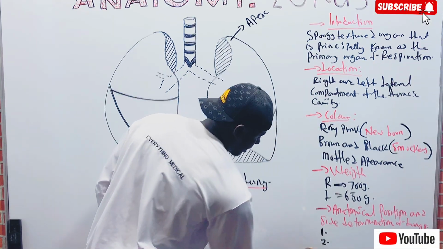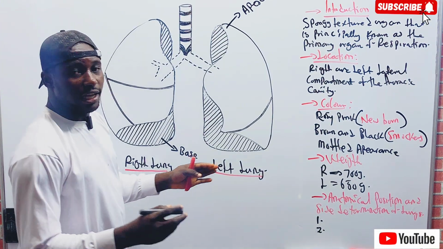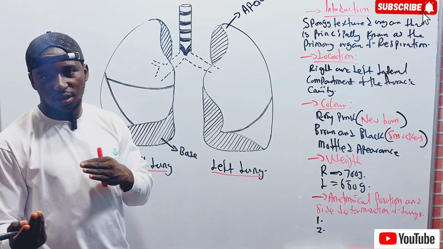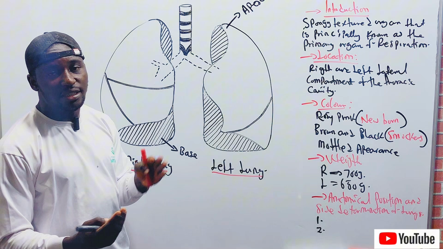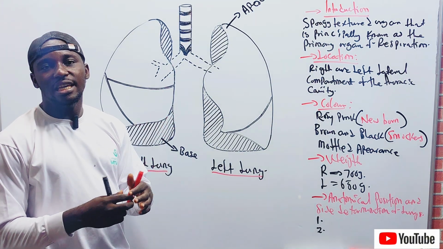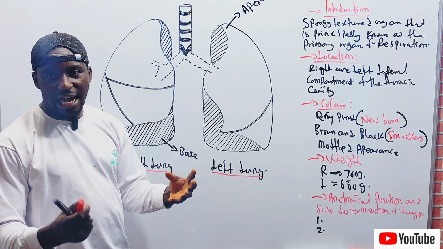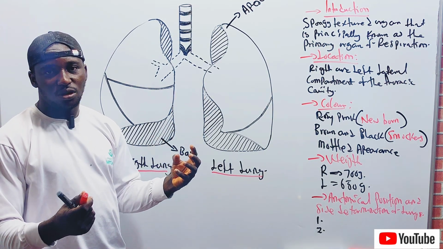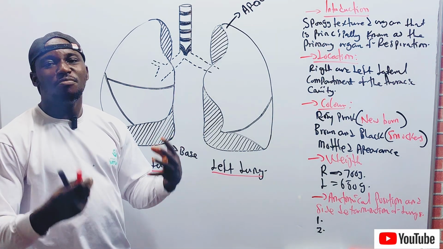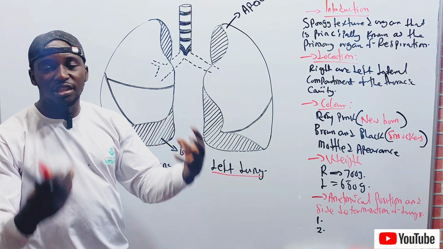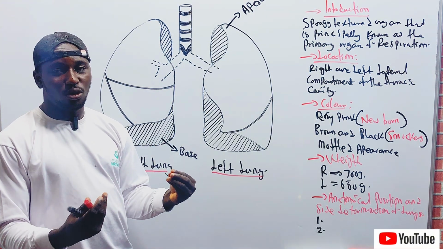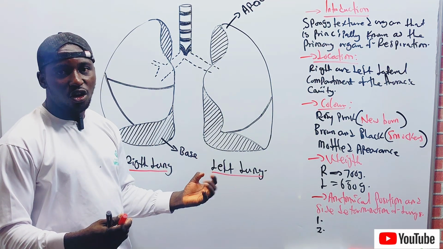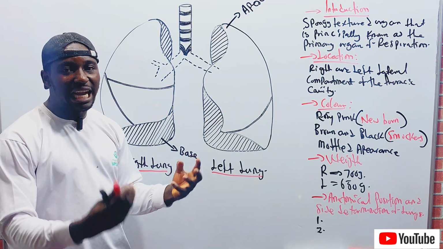The number two is that the convex costal surface of the lungs is always directed outward. That is the costal surface. While the flat medial surface presenting the hilum is always directed inward. That is another feature we use to determine the lungs on its anatomical position and side determination.